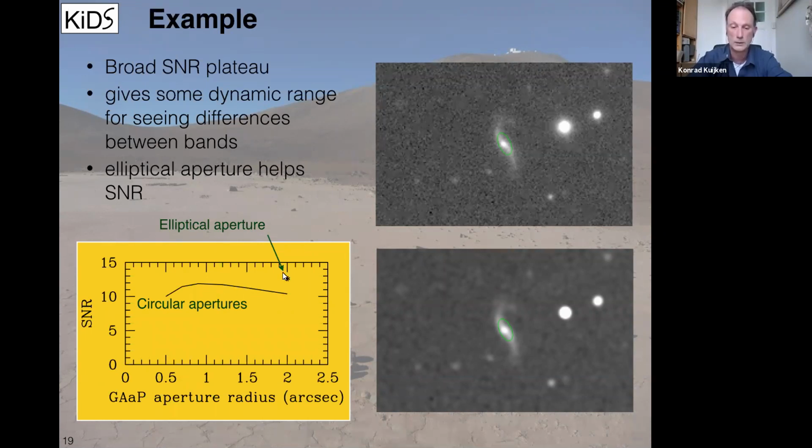And when you make the aperture elliptical to align it with the galaxy, of course, your signal to noise ratio improves a little bit more even. So that's what's shown here.